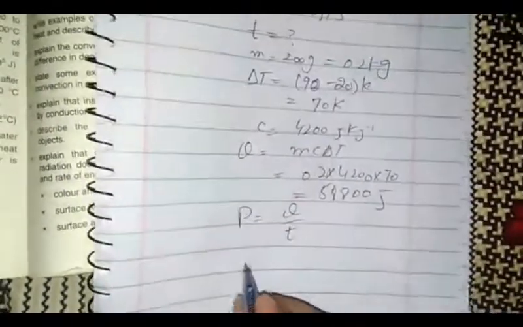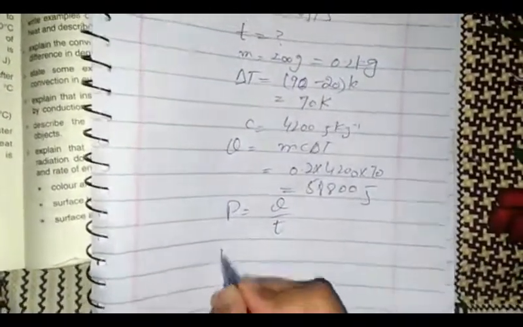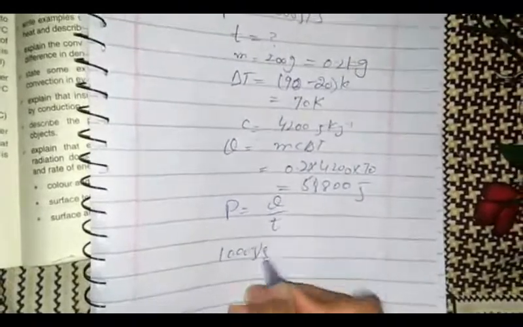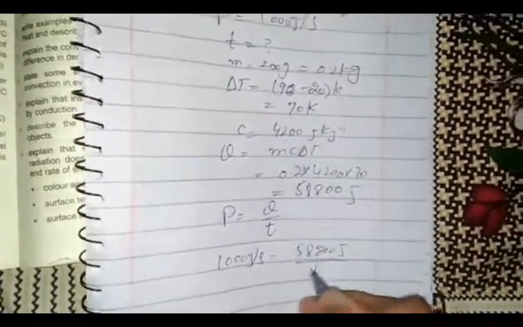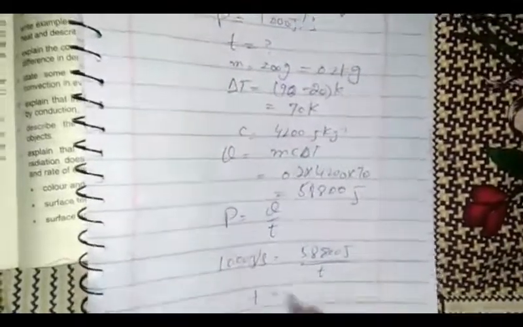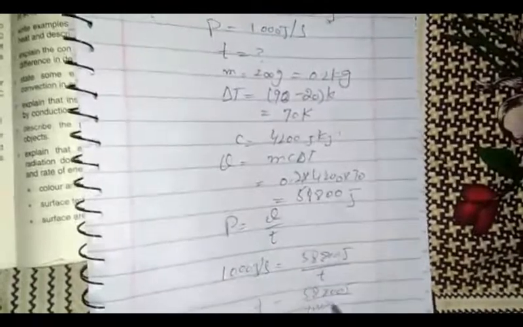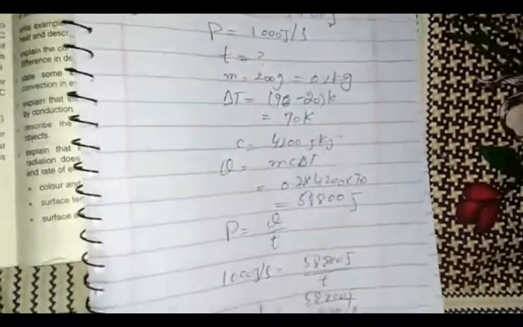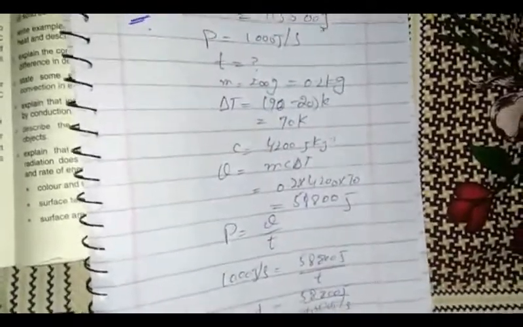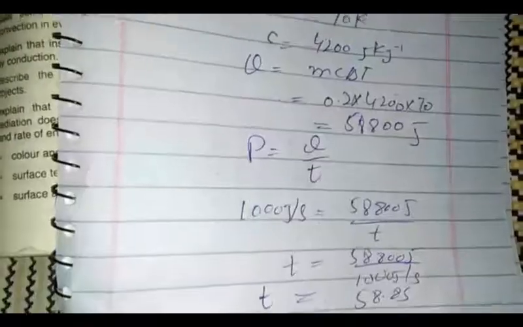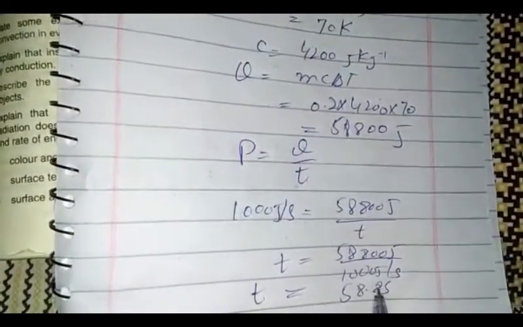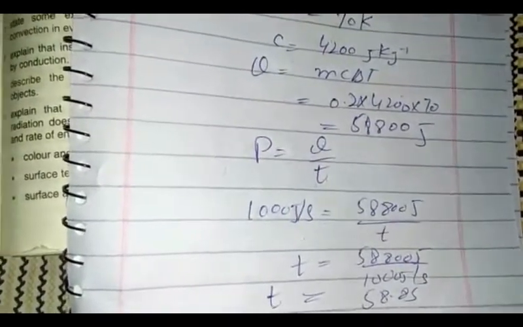By putting values, power is 1000 joule per second and the heat is 58800 joule divided by time. After cross multiplication, time becomes 58800 joule divided by 1000 joule per second. Then our answer becomes 58.8 seconds. Now this is our required answer, 58.8 seconds.